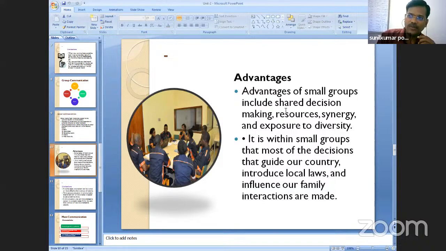The head of the family has to plan to go to a tourism place. It is easy to convey, and the feedback also comes easily, opinions, feedback, everything comes. This is a small group.